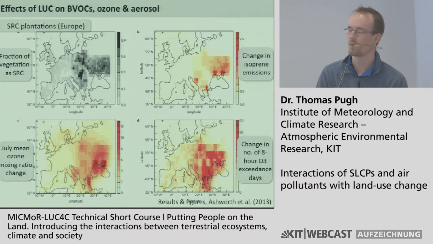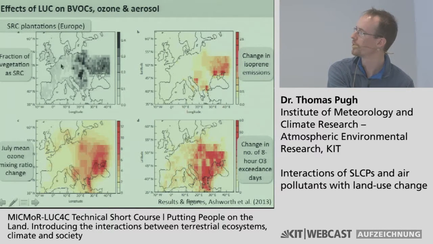I showed this example here. We've been talking about biofuel production, and Sebastian showed some examples of coppicing and the effect that has on carbon. This is the effect of short rotation coppice plantations on BVOC emissions. It's some work done by Kirsty Ashworth in Lancaster a few years ago.